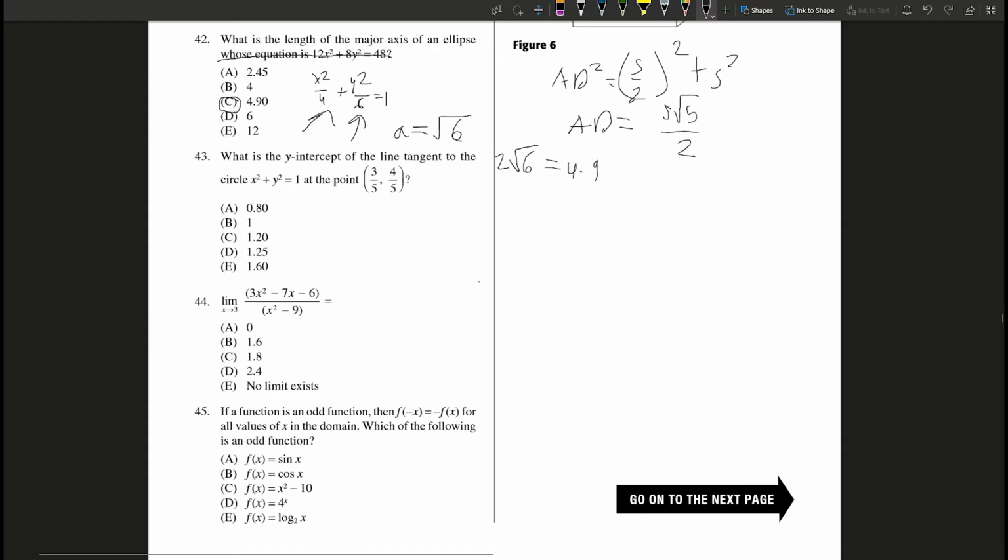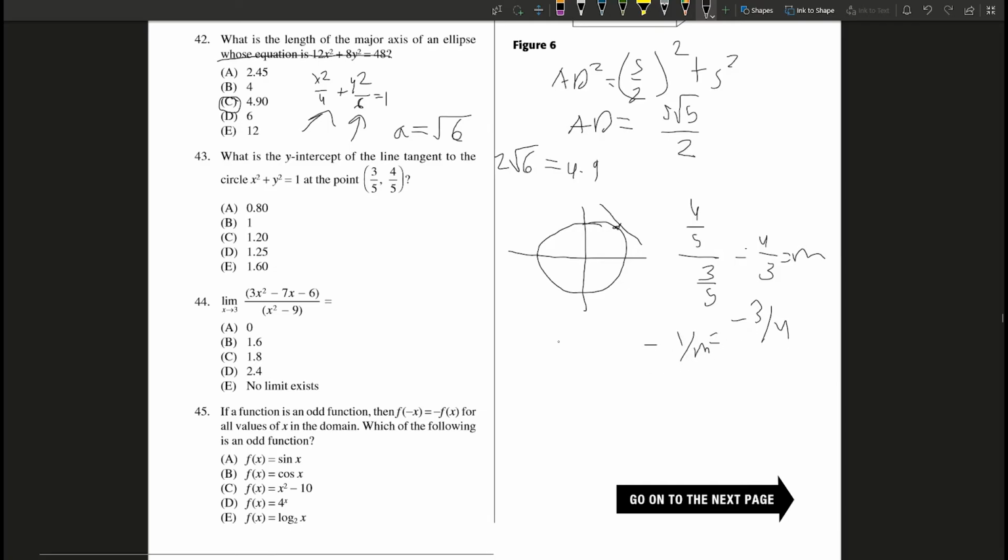So 43 asks, what is the x-intercept of the line tangent to the circle x squared plus y squared equals 1 at the point 3/5, 4/5? So let's go ahead and draw that. So 3/5, 4/5. First we want to find the slope of this line, so we're going to do 4/5 over 3/5. That's going to be 4/3 equals m. And then the slope of the perpendicular line, which is also known as the tangent line, we want it to go like this, is going to be negative 3/4 because that's just negative 1 over m.